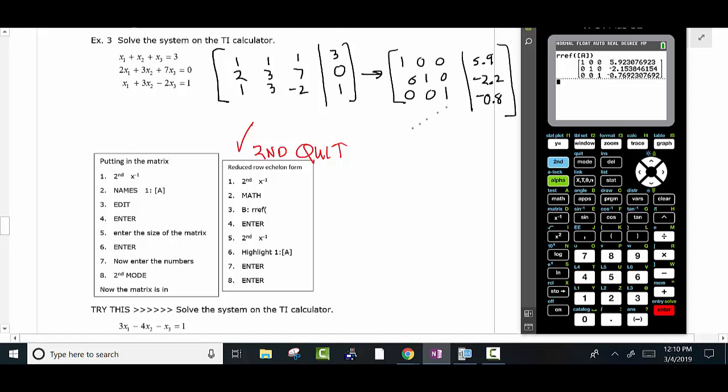So what you'd want to do is write the answer. The answer would be x1 is 5.9. x2 is the middle row. That would be negative 2.2. And then x3 is the last row. That's negative 0.8.